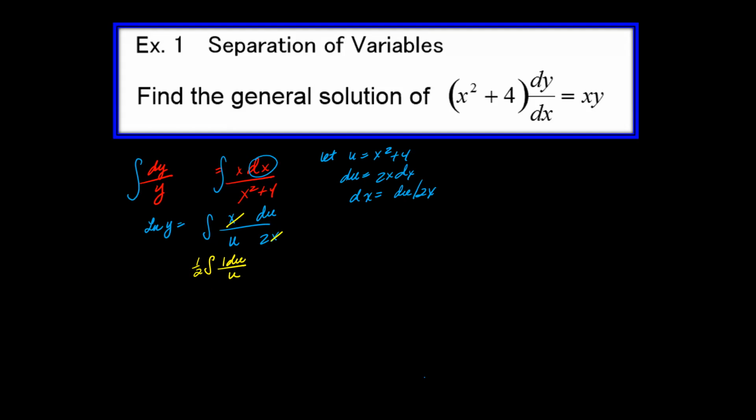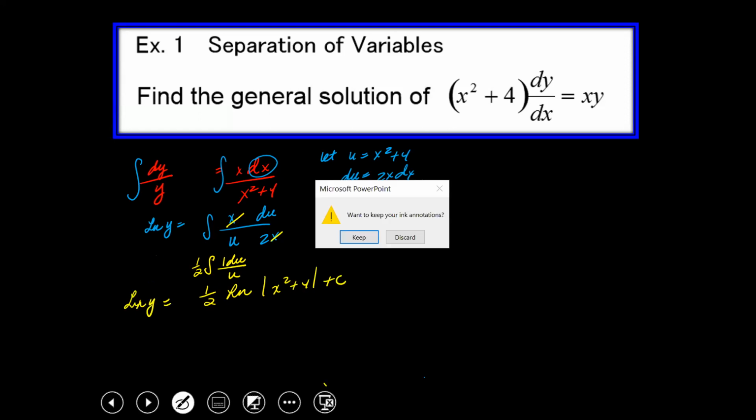So looking at this, we're just going to do a 1/2 ln u, and again, your u in this case is x squared plus 4, plus c, with a ln y from the left side.